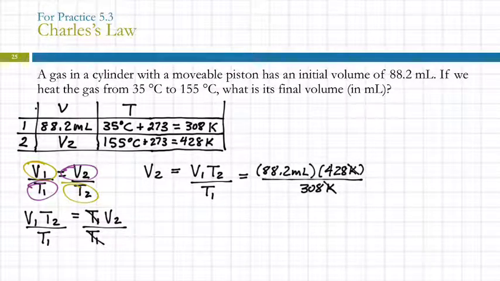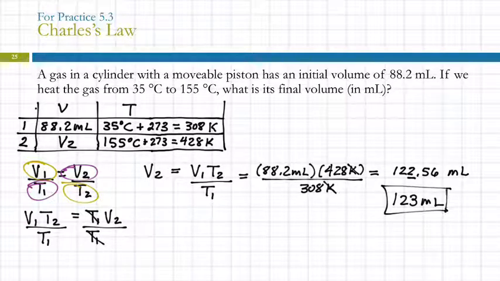We'll see that the kelvins cancel out, so that's a good sign. 88.2 times 428 divided by 308, 122.56, and the unit is milliliters. Notice when I started, I had 35 degrees Celsius. That has two significant figures, but when I convert it to Kelvin, because I'm adding, now it's got 3 sig figs. So 3 sig figs, 3 sig figs, 3 sig figs, so this should have 3. So 123 milliliters is our new volume.